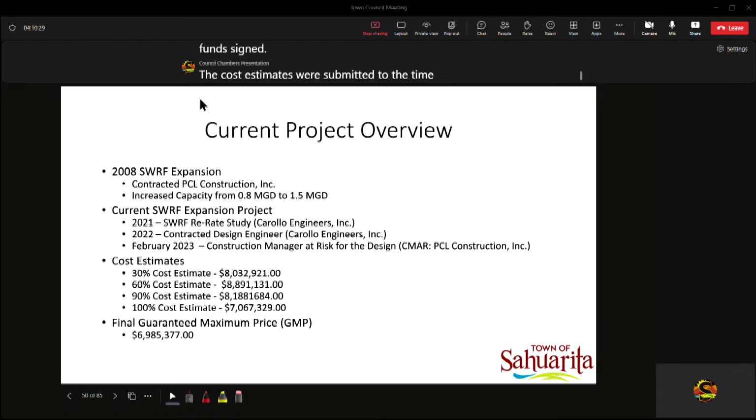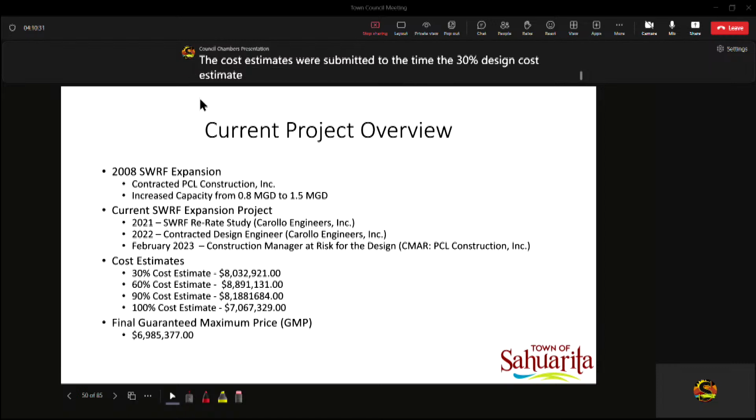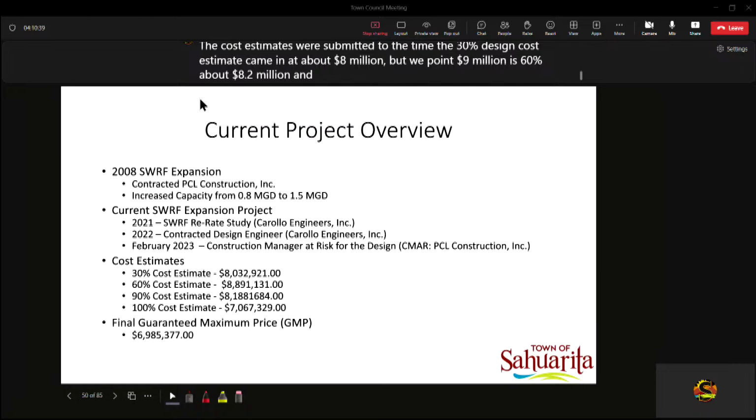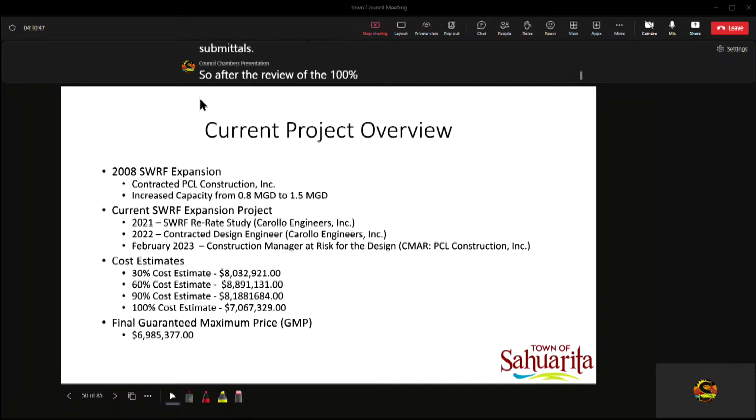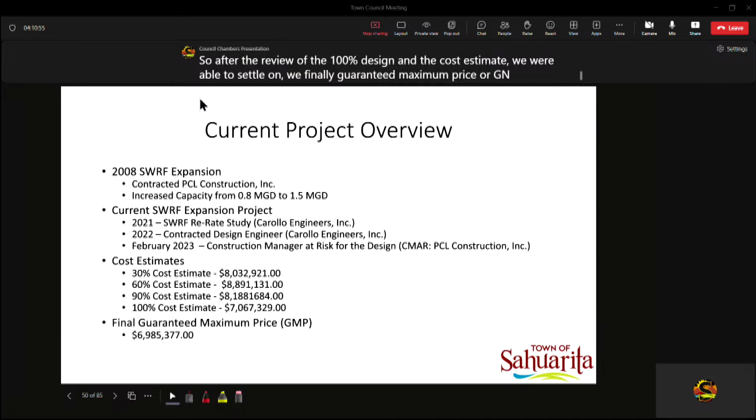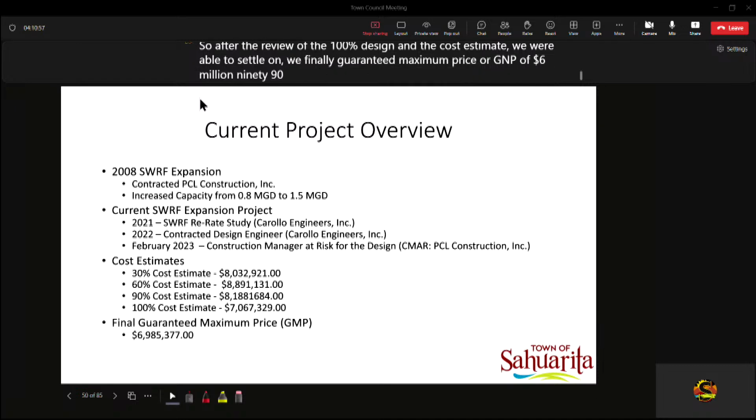The 30% design and cost estimate came in at about $8 million. About $8.9 million at 60%, about $8.2 million at 90%, and about $7.07 million at the 100% submittals. So after the review of the 100% design and the cost estimate, we were able to settle on a final guaranteed maximum price, or GMP, of $6,985,377.